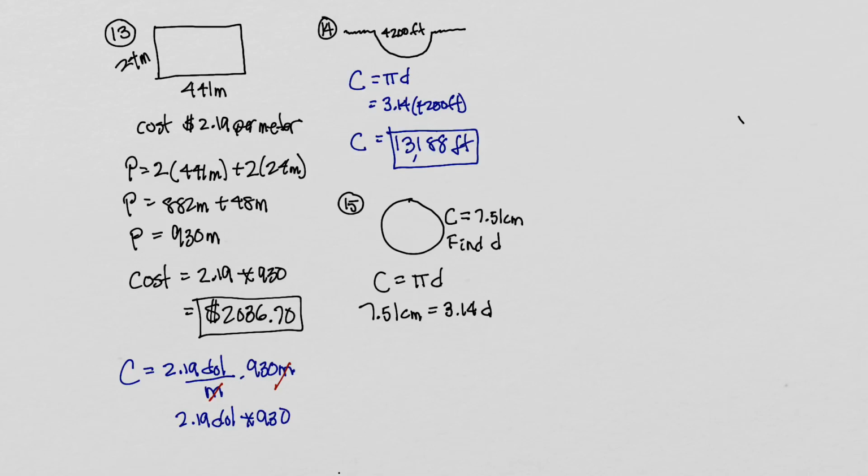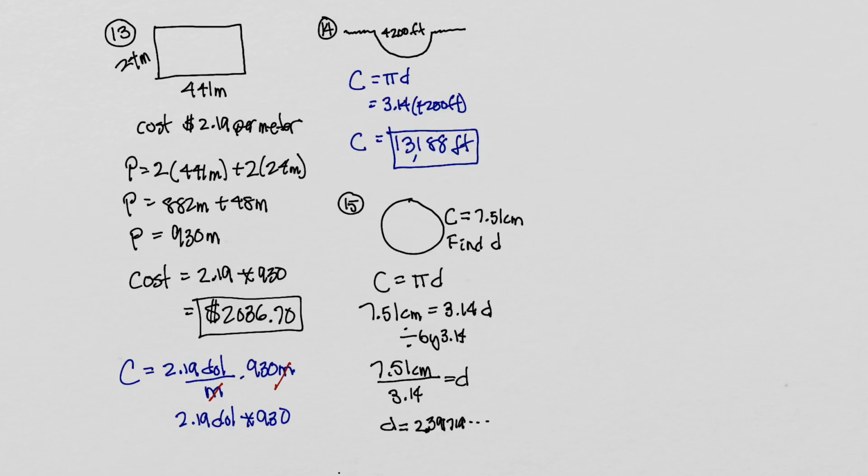And now we're going to solve this equation. We're going to divide by that 3.14. So we're looking at 7.51 centimeters divided by 3.14, that's equal to d. Now, when I just did this on my calculator, here's what I got: 2.391719, and so on. It just kept going.